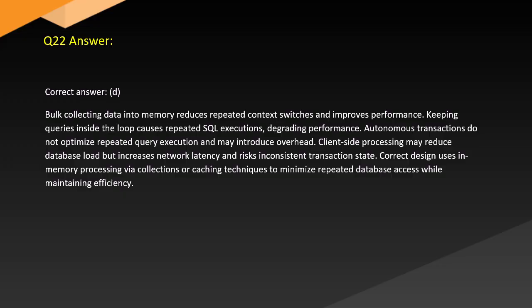Answer. Correct answer: A. Bulk collecting data into memory reduces repeated context switches and improves performance. Keeping queries inside the loop causes repeated SQL executions, degrading performance. Autonomous transactions do not optimize repeated query execution and may introduce overhead. Client-side processing may reduce database load but increases network latency and risks inconsistent transaction state. Correct design: memory processing via collections or caching techniques to minimize repeated database access while maintaining efficiency.